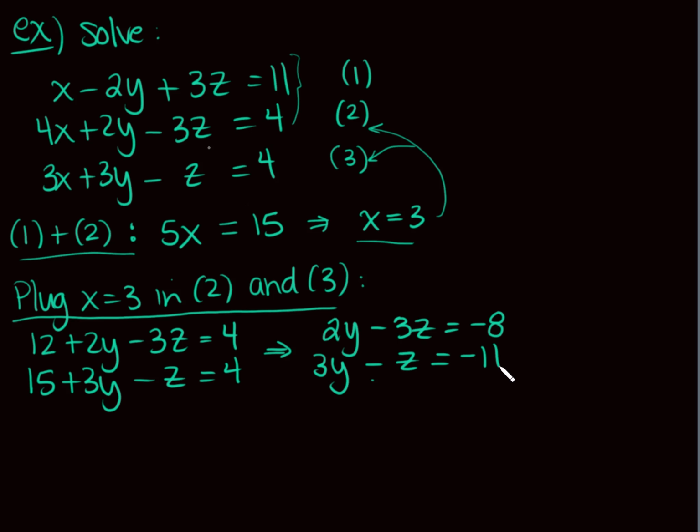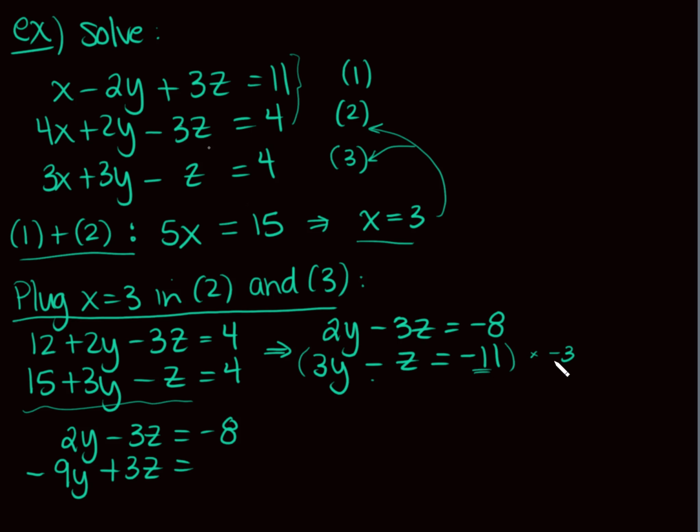So I am going to take this equation here. I'm going to do elimination, and I'm going to multiply it by a negative 3 so that these are going to cancel out. So look at what I get now. I still have the 2y minus 3z equals negative 8. And if I multiply this by negative 3, I get negative 9y plus 3z. That was the whole reason I did it. Don't forget to multiply this negative 11 by negative 3. That gives me a positive 33. Now I'm going to add them. My 3z's cancel. And I get a negative 7y equals, what do I have here?